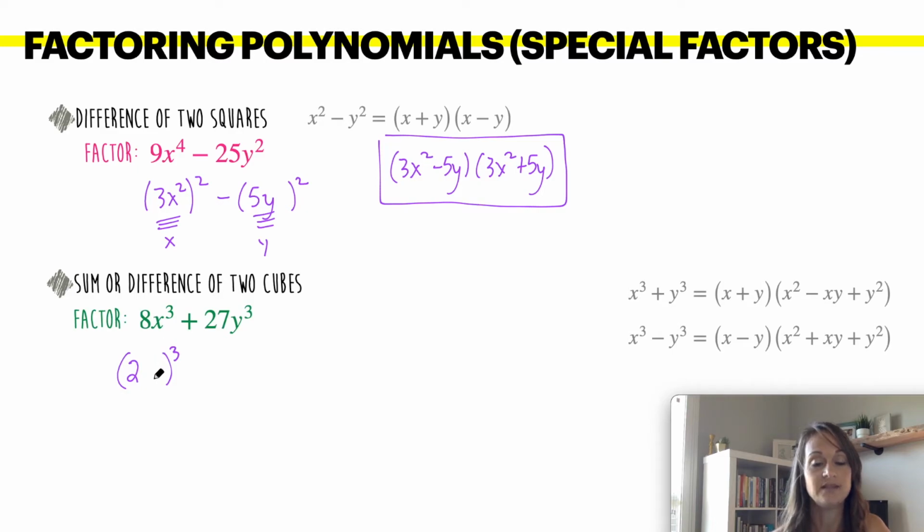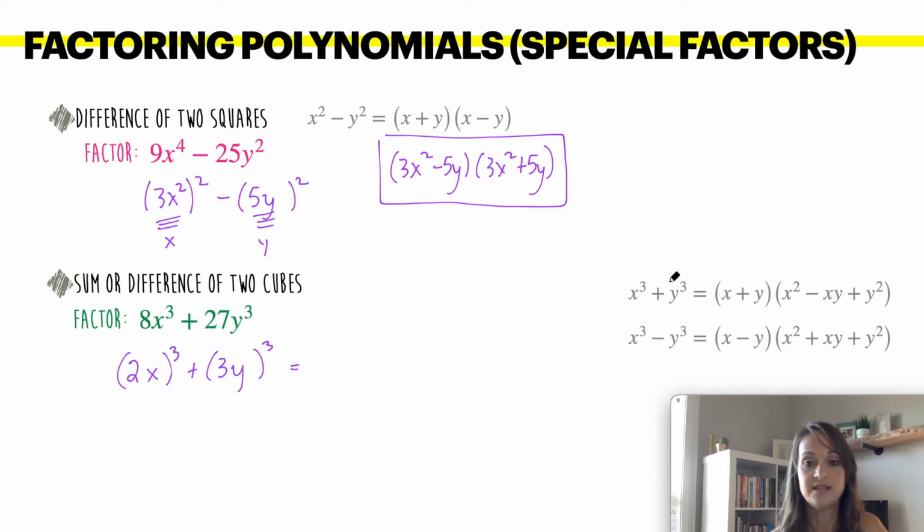And then what cubed will give me x cubed? And the answer is x. And then what cubed is going to give me the 27y cubed? And it's going to be 3 because 3 cubed is 27. So this represents my first expression. This represents my second expression.